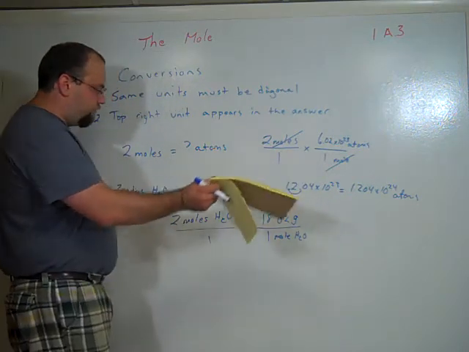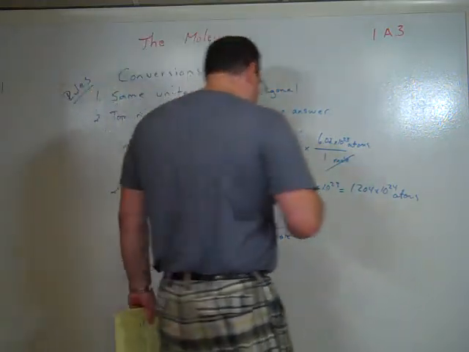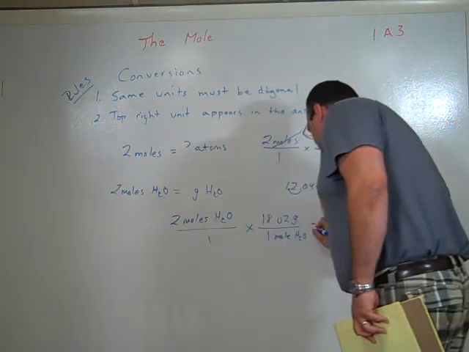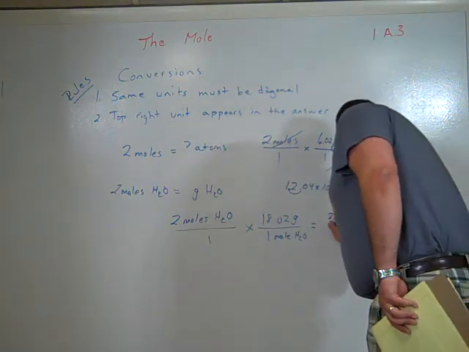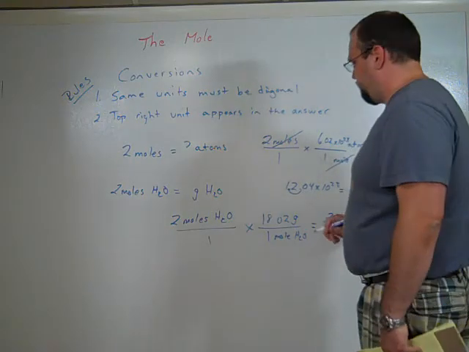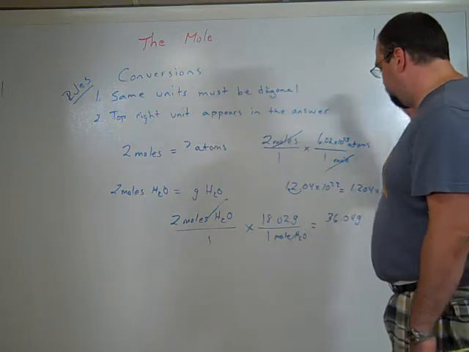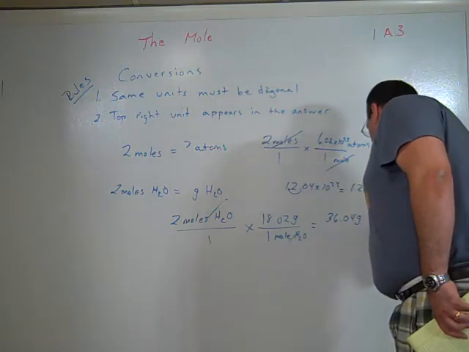So, now the math's easy, right? Multiply my top numbers, multiply my bottom numbers, and divide. So I'm going to be left with, let me turn my back to you, I'm sorry for that, 36.04 grams. Notice I've got moles on the bottom, moles on the top, so those are going to cancel out. Sorry, of H2O.